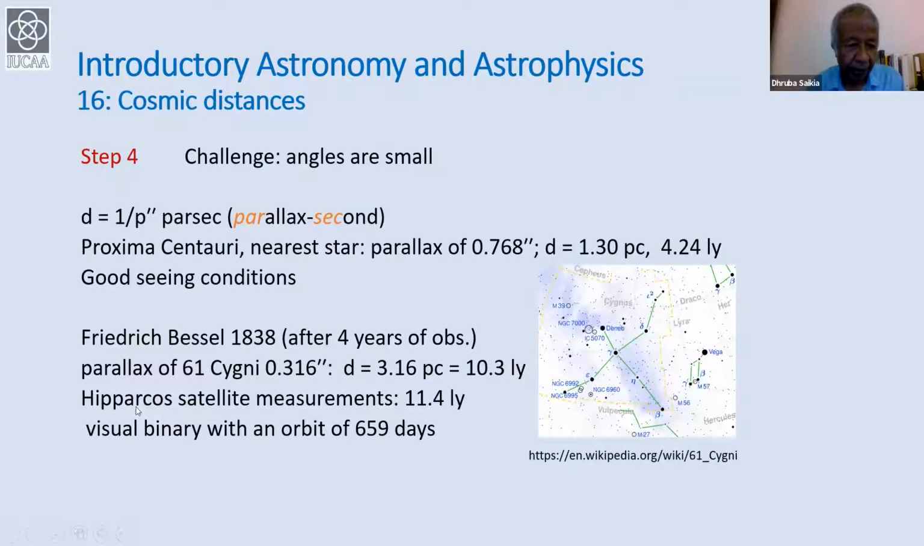And from more modern measurements with the Hipparcos satellite, the distance is about 11.4 light years. So you can see Frederick Bessel in 1838 did a pretty good job in trying to determine the distance to the star 61 Cygni. It's a visual binary with an orbit of about 659 days. So to measure distances from triangulation, one needs to be able to measure parallax angles more and more accurately.